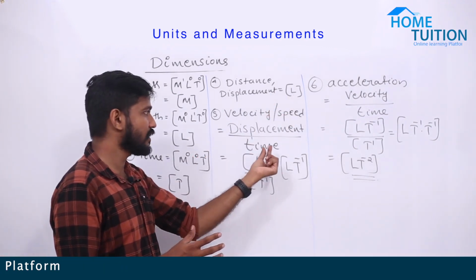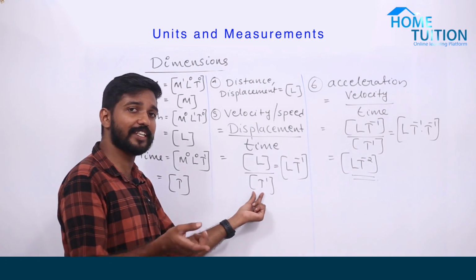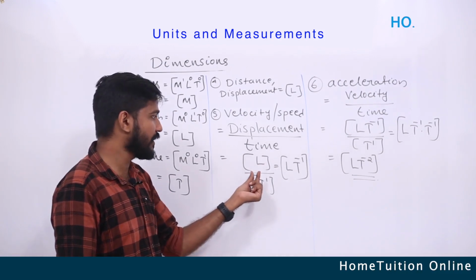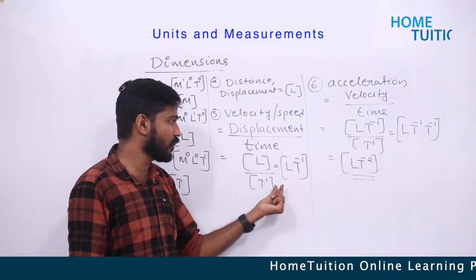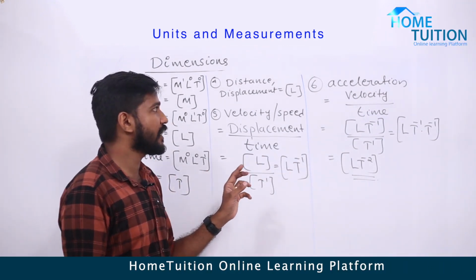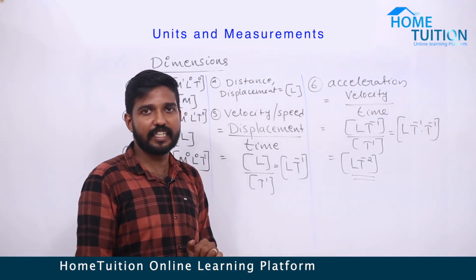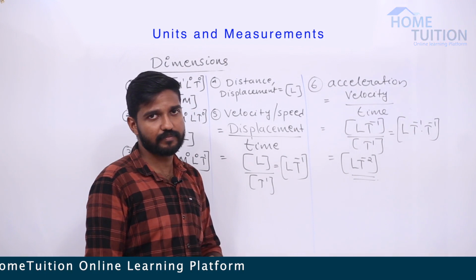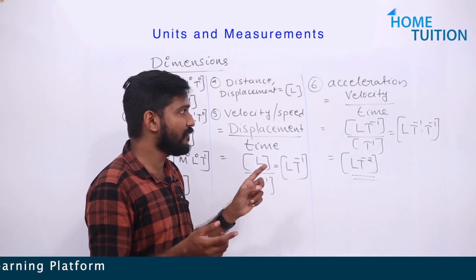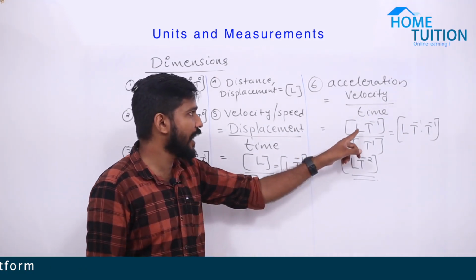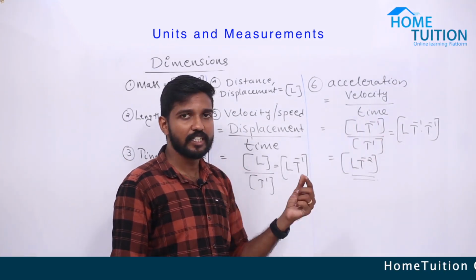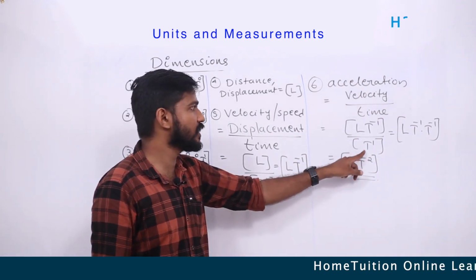So this is L, time is T, that is T raised to 1. So L by T raised to 1, so T raised to 1 goes to the numerator, that is T raised to minus 1, so L T raised to minus 1. Again, acceleration. What is acceleration? Acceleration is nothing but velocity by time, another derived quantity. The dimension of velocity is L T raised to minus 1. The dimension of time is T, so this is T raised to 1.